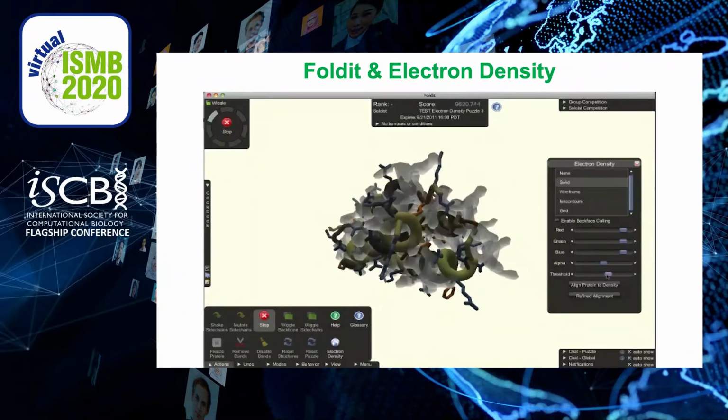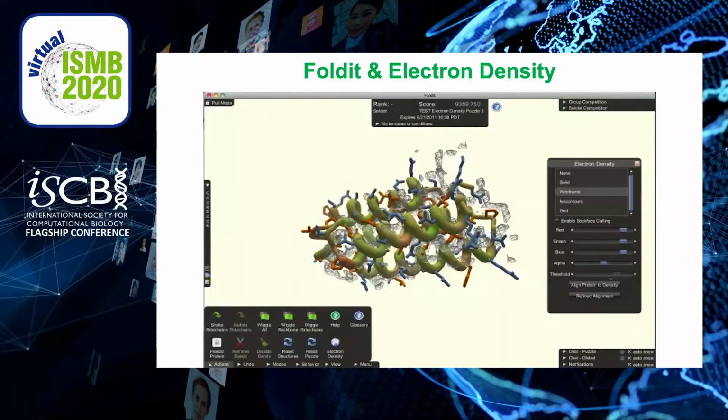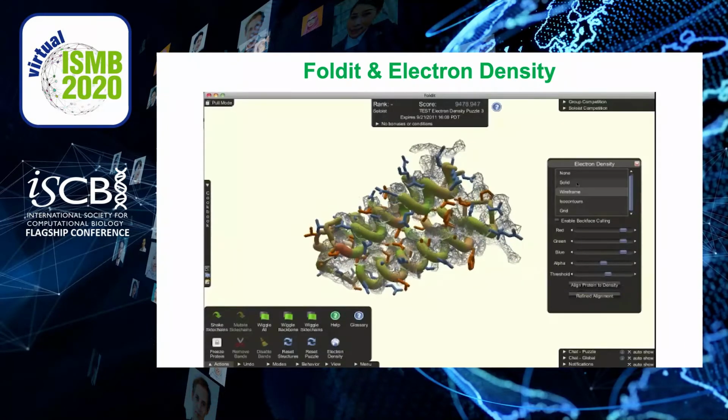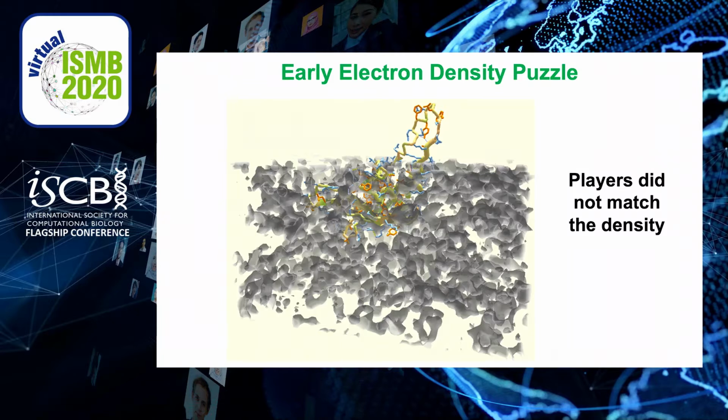Now initially, we thought that simply providing the players with this electron density map would be sufficient for them to be able to reach the native state. But even when we provided the players with starting models that were close to the native, and therefore very close to the density, players found better scoring models that didn't match the density at all. Now, this was problematic because as soon as one player gets a high score by ignoring the density, other players don't want to waste their time by folding a losing structure.